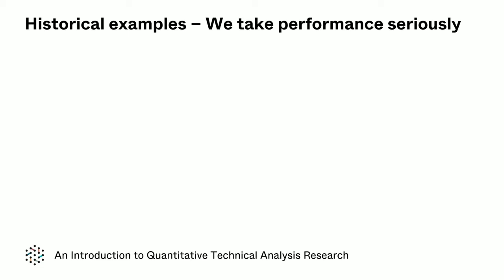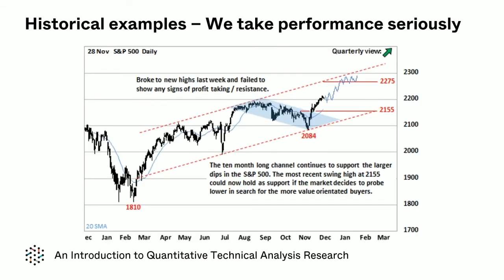Let's have a look at some examples of QTA providing accurate time series forecasts in the real world. Here is a chart of the S&P 500 with a quarterly forecast horizon calling for the rally to continue to 2275 based off of support from the upwards channel. It accurately models the continuation of the trend.